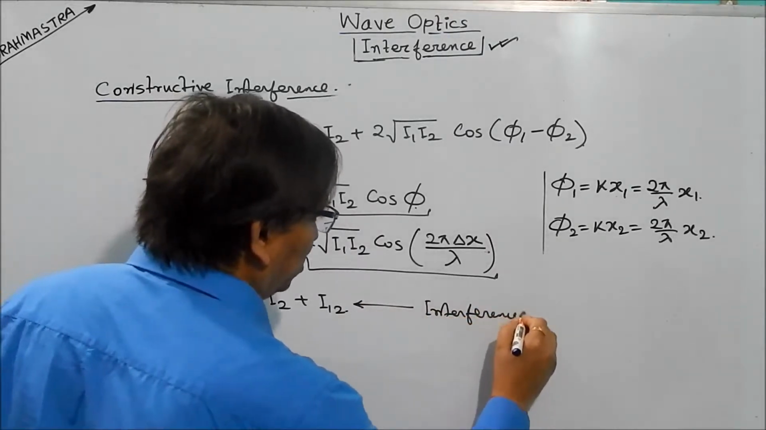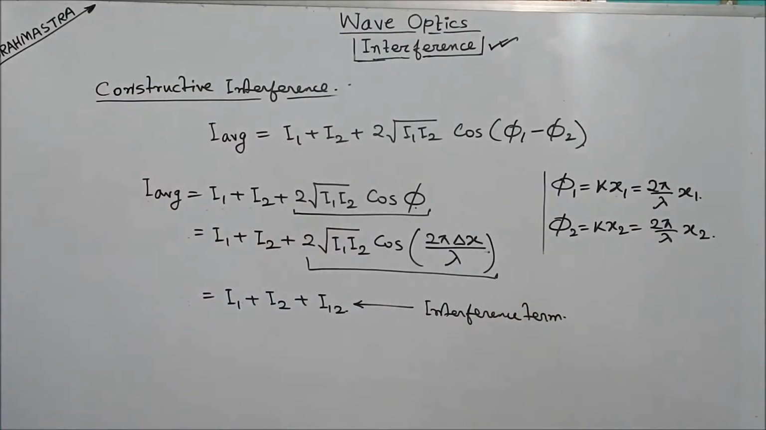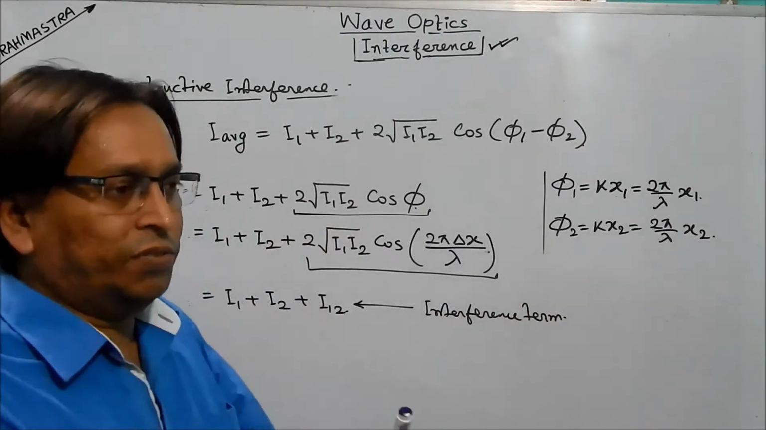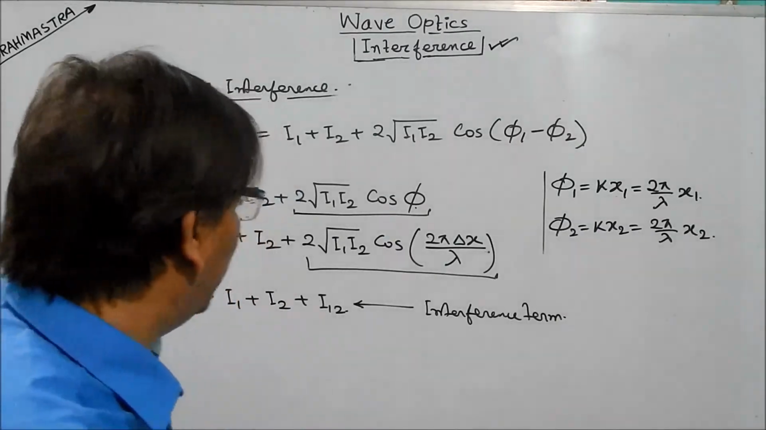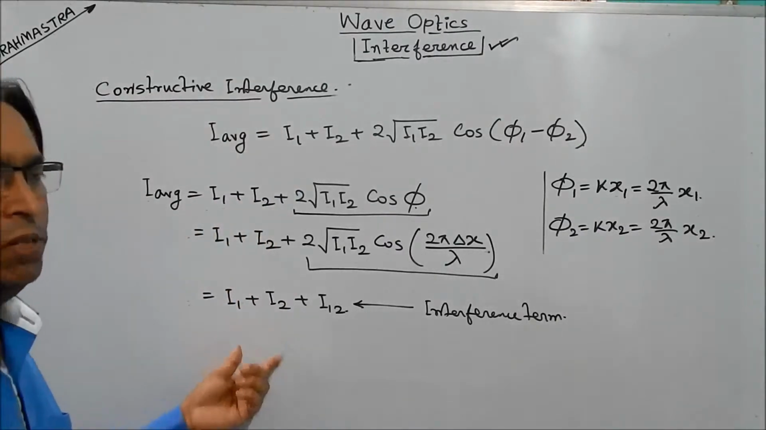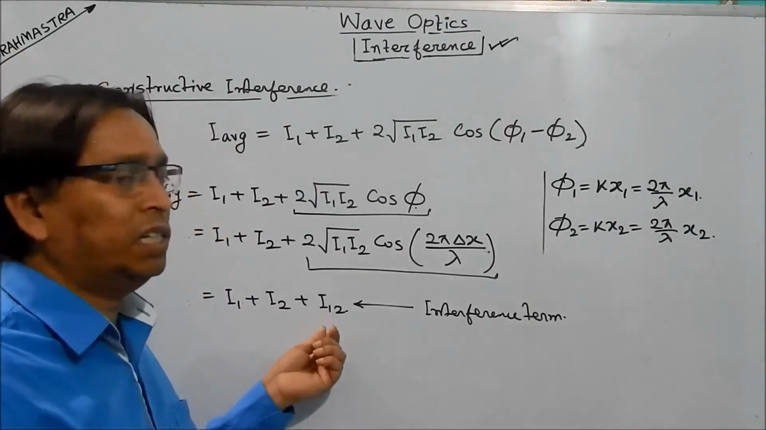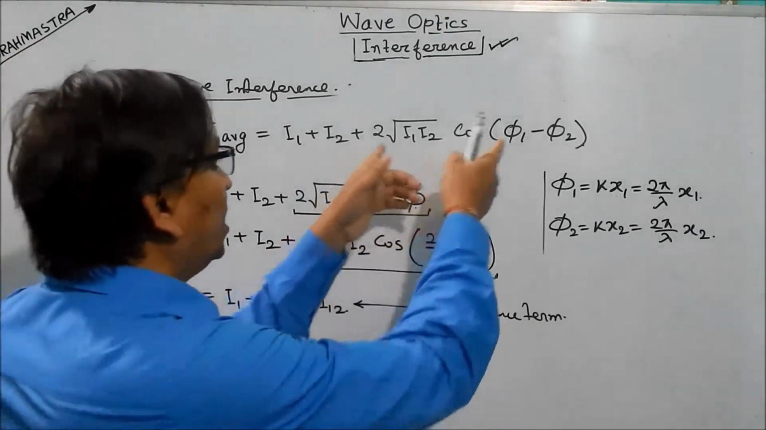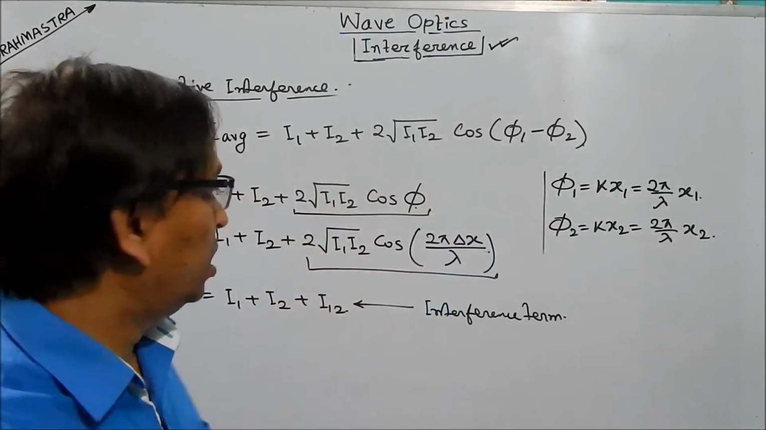Interference term means that if two waves just interfere, and they are not monochromatic, they are not coherent, then you will get only I1 plus I2. That means simple summation of the intensities. But here interference is taking place. So we have another parameter, that is this parameter. So this will give you interference.